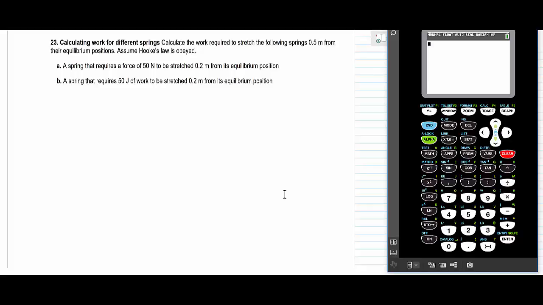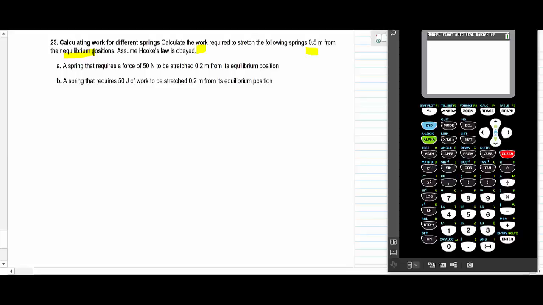All right, so let's see. This number 23, now let's see what we're doing on this one. The problem gives you this information. It's saying that you're going to calculate the work, so you've got to find the work required to stretch a spring 0.5 from the equilibrium position, and you're doing Hooke's law, okay?